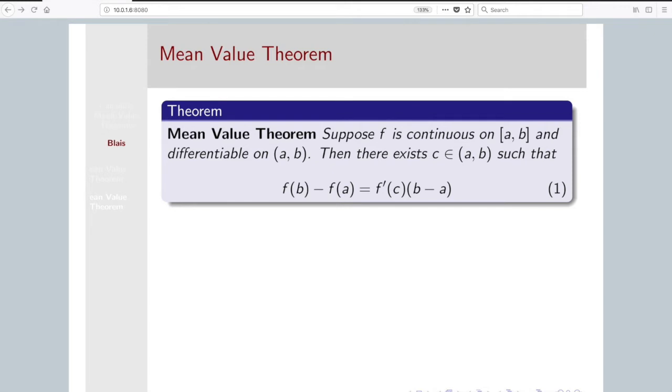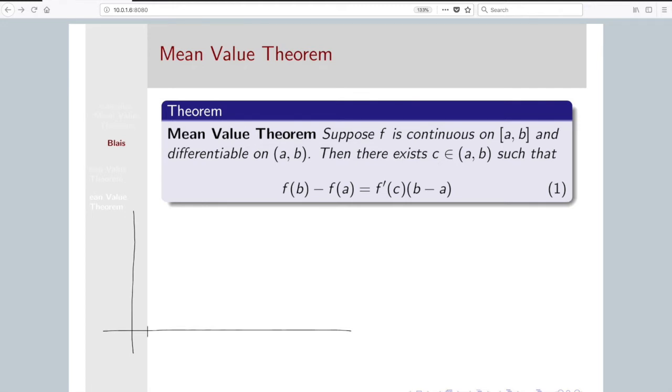The mean value theorem says the following. Suppose f is continuous on the closed interval AB and differentiable on open AB, then there exists a value c in open AB such that this equation holds. F of b minus f of a equals f prime of c times quantity b minus a. This is a lot to take in when we first see it. And the key to this is to understand the geometry. So let's draw the picture, and then being such a critically important theorem, we will prove it.